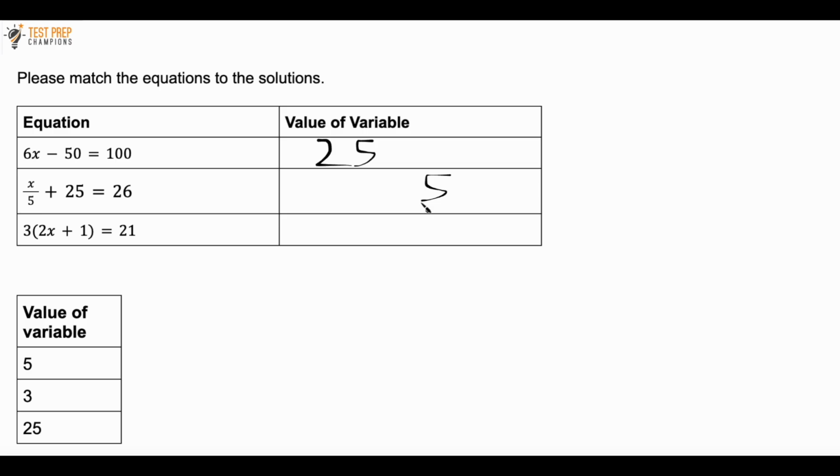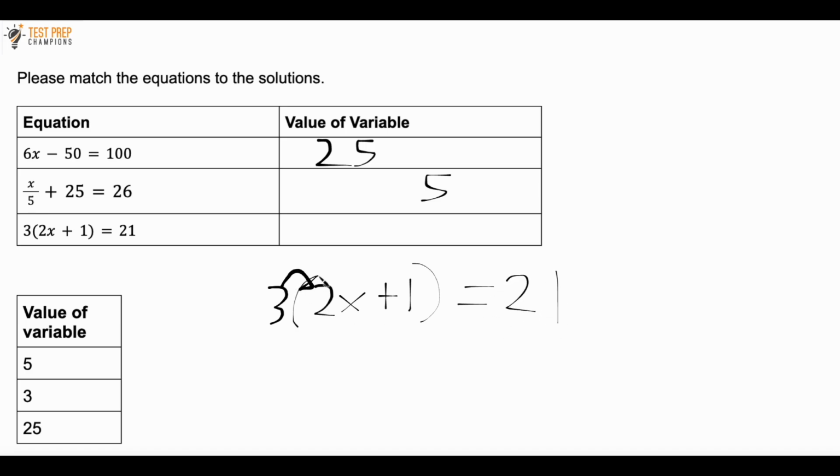So we already know just simply by the fact that 3 is the only answer we didn't use, that 3 is the correct answer for right here. But let me work this one out anyway, because this is an important skill here. So I've got 3 parentheses 2x plus 1 equals 21. So to get us started here, I'm going to distribute the 3.